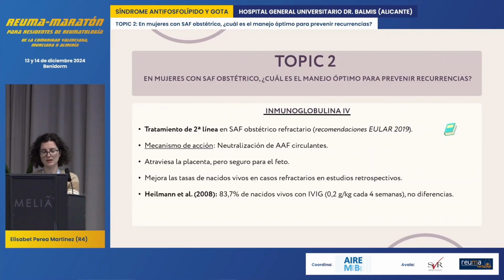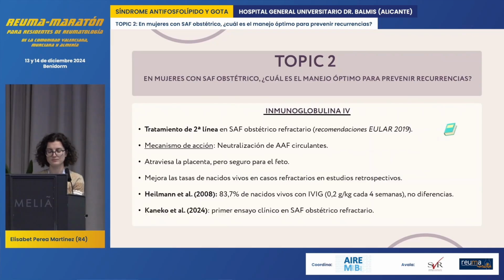In addition, a study published in the year 2008 on patients with refractory obstetric APS who received immunoglobulins found that the live birth rate was notably high, reaching an impressive 83.7%. Furthermore, it is important to note that the dose they used was a relatively low dose of 0.2 grams per kilogram every 4 weeks. Moreover, and just to give us an idea, in inflammatory myopathies, the dose is 10 times higher. It's 10 grams per kilogram. And although the live birth rate was high, they did not find any differences.